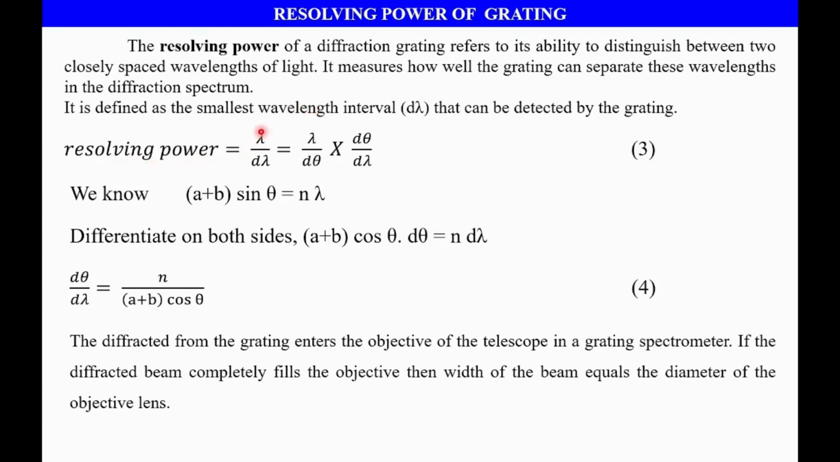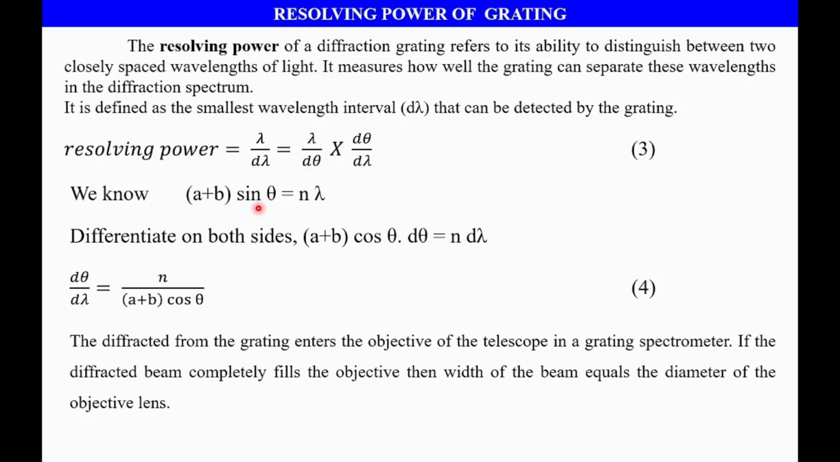Resolving power is equal to lambda by d lambda, that is equal to lambda divided by d theta into d theta by d lambda. Now here, how we got this equation number 3 on the right hand side: we are multiplying with d theta and dividing with d theta. Both are going to cancel, and we will get the same equation. So therefore, in order to get the resolving power of the grating, we are multiplying d theta and dividing with d theta.